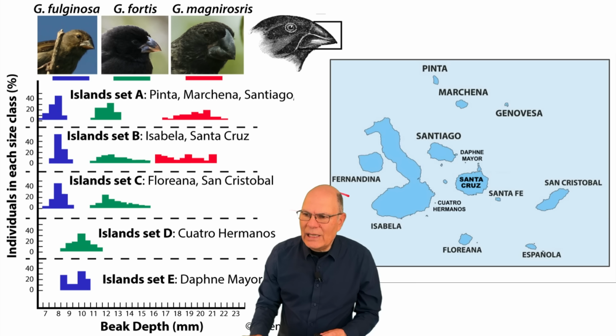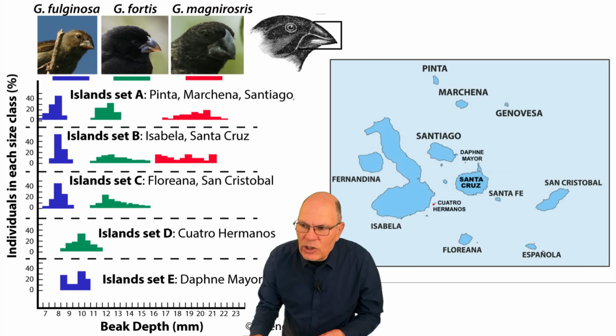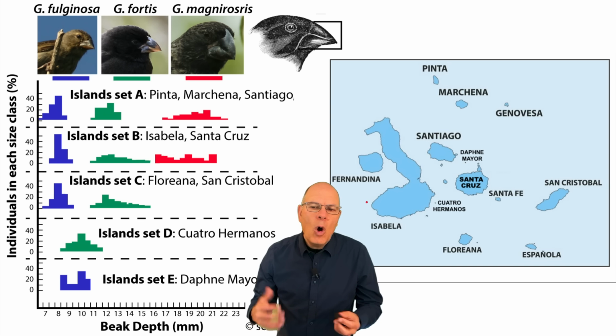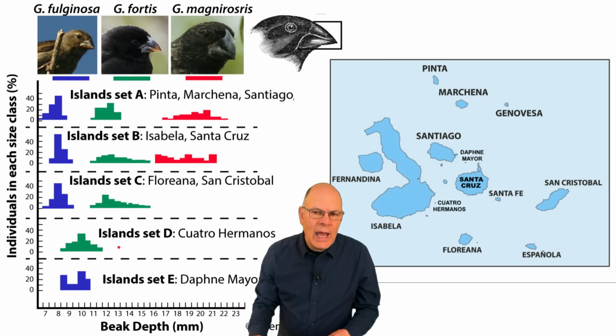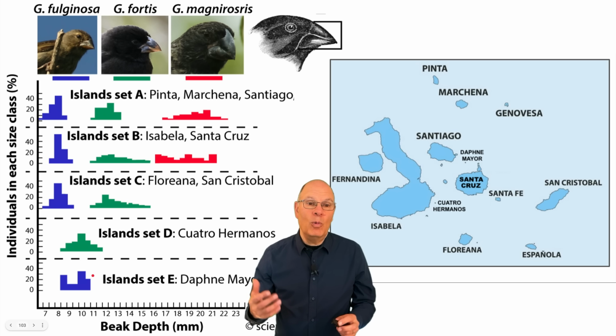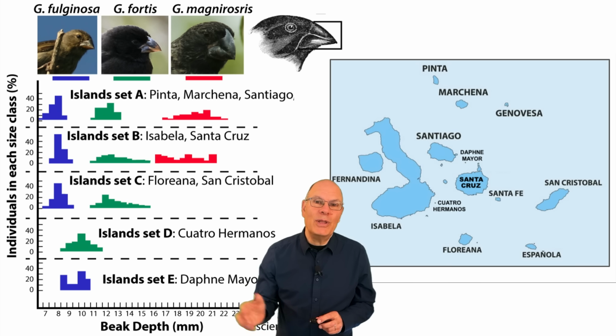On island set C, that involves Floreana and San Cristobal, one of the bird species, G. magnirostris, is absent, but note that there's no overlap between bird species G. fuliginosa and the other bird species, G. fortis. But on these really small islands, Cuatro Hermanos over here and Daphne Major over here, only one bird species is present. And with only one bird species, note the overlap in beak depth. What I'd like you to do is try and explain that. So pause the video and see if you can come up with an explanation.